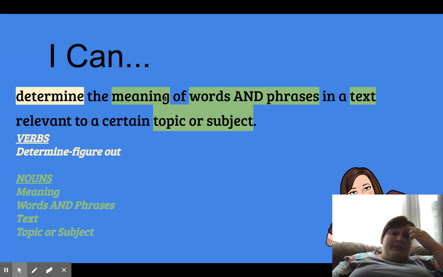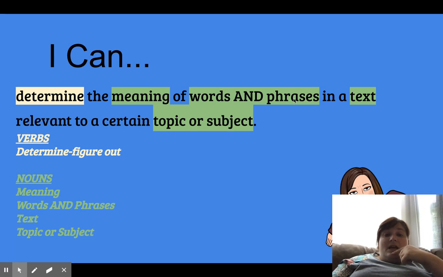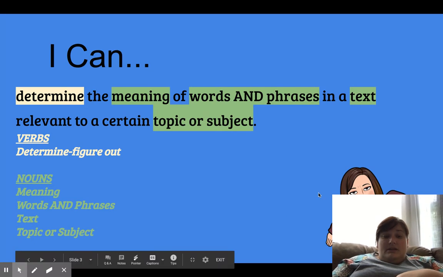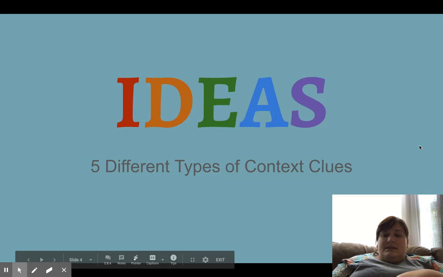Well, we know what meaning means. It's the definition, right? And it's the definition of words and phrases in a text, and we know text is any written passage of a certain topic or subject. So subjects and topics could be science, it could be history, any of that. So if we come across words that we do not know, we can figure out the meaning of those words with a certain strategy. Now let's talk about what that strategy is.